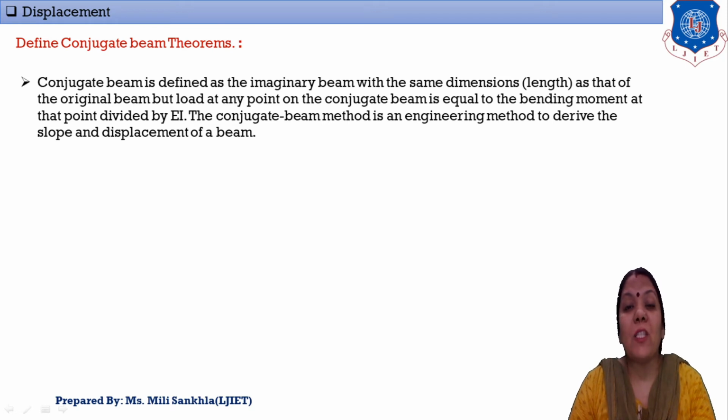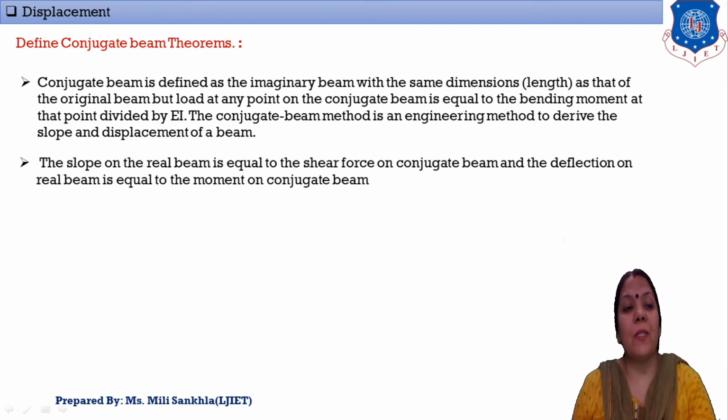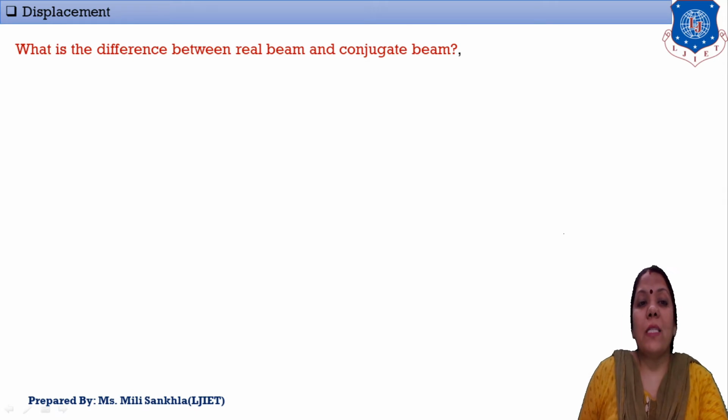Here we assume the beam, then we apply load on the beam and find out the shear force and bending moment, and this shear force and bending moment is the slope and deflection of the actual beam. Now next, what is the difference between a real beam and a conjugate beam?